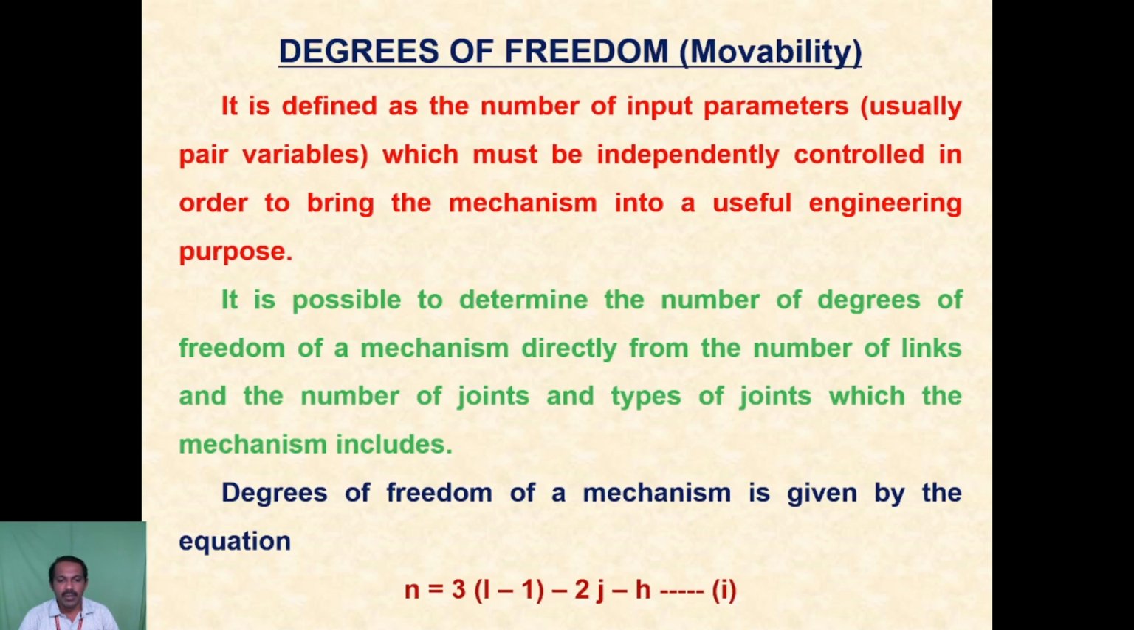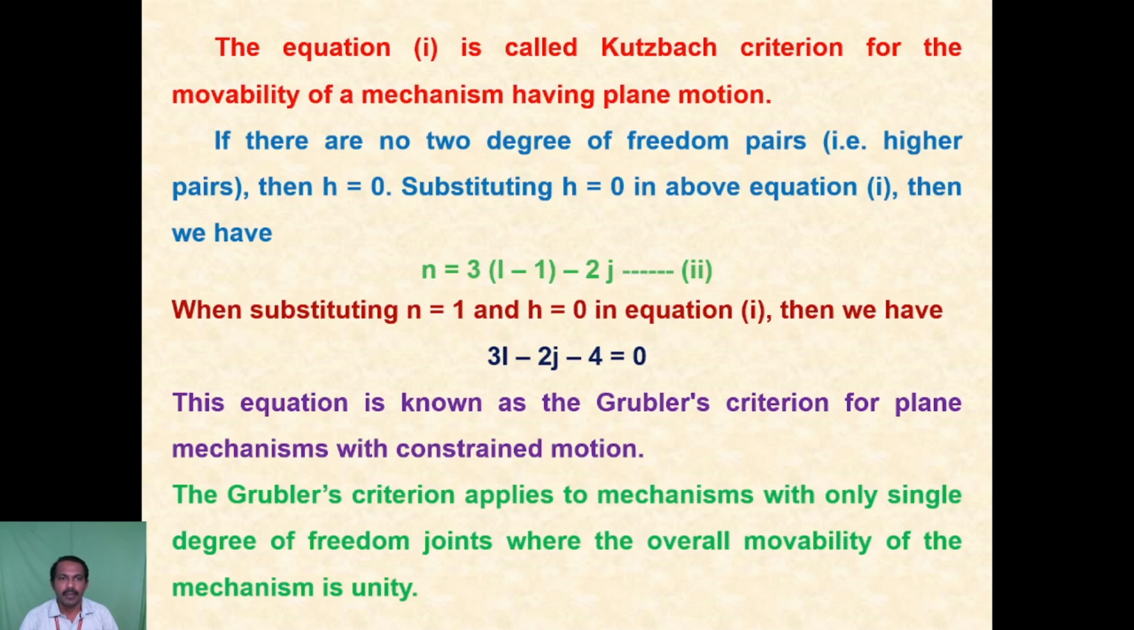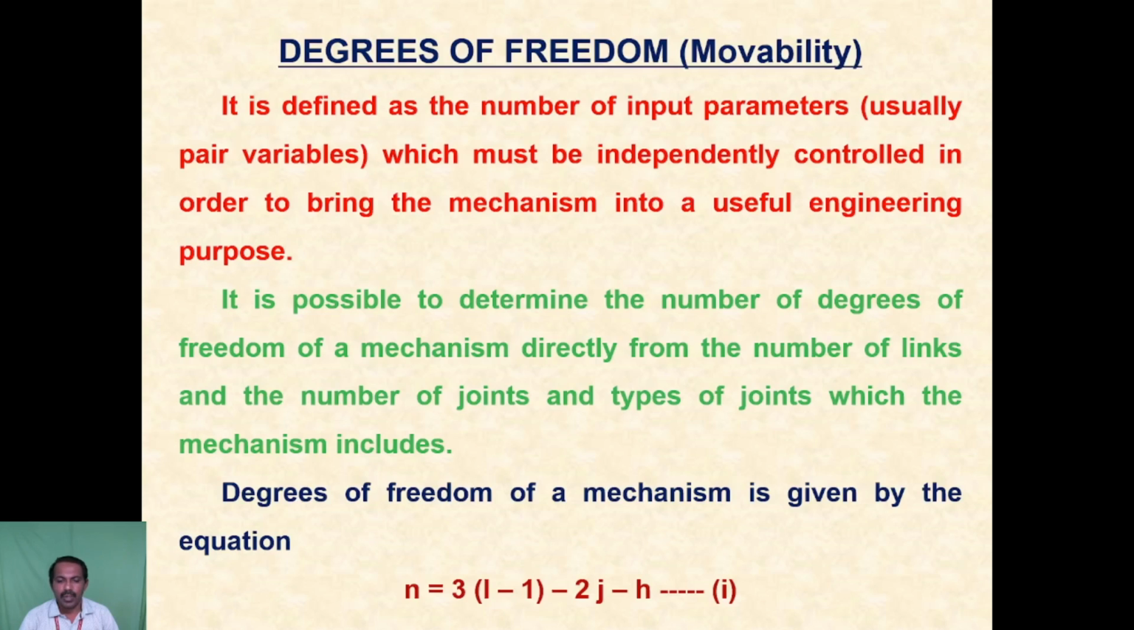Here is the degree of freedom equation: n is equal to 3(L minus 1) minus 2J minus H. This equation was already mentioned. N is the number of degrees of freedom, L means the links, J means the joints, and H means the higher pairs or lower pairs.